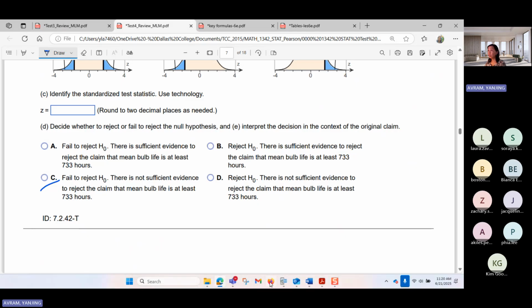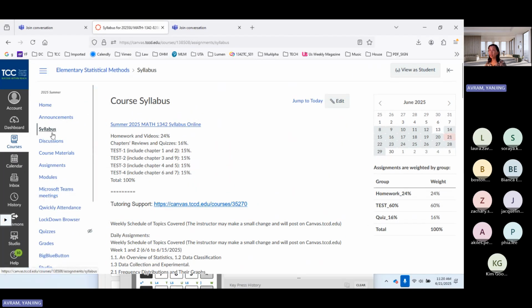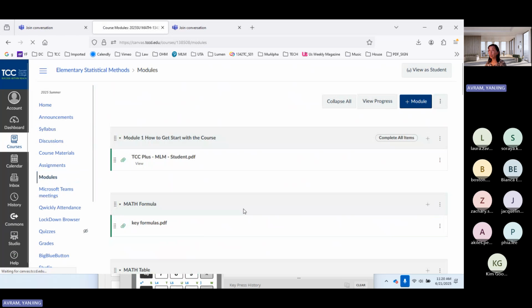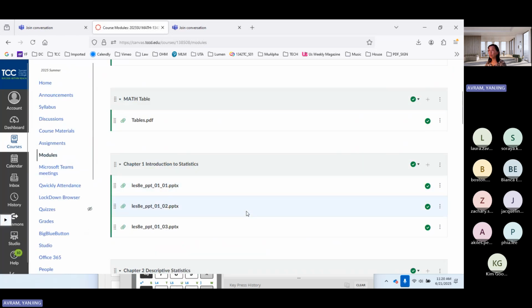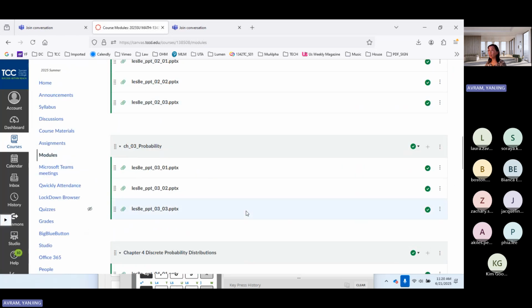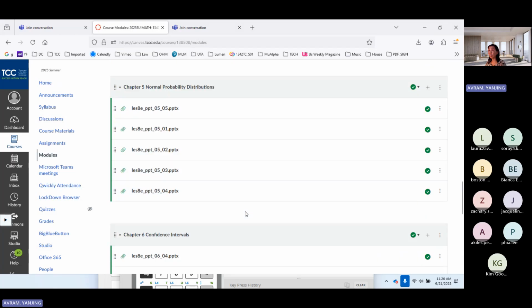And if you do not know how to choose the final answer, let me show you one of the things on the module here. Okay, if you go to the module, this is the page. You can actually print it out for your test if you want.